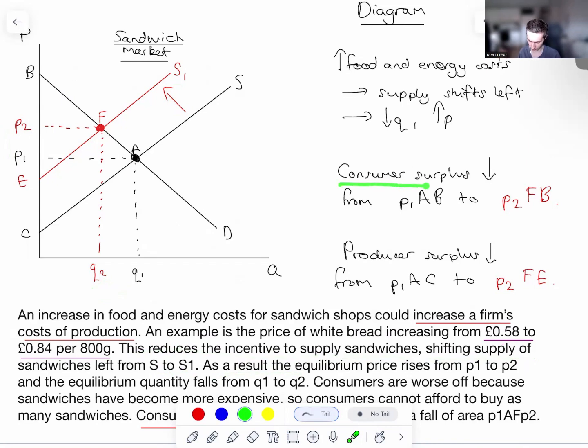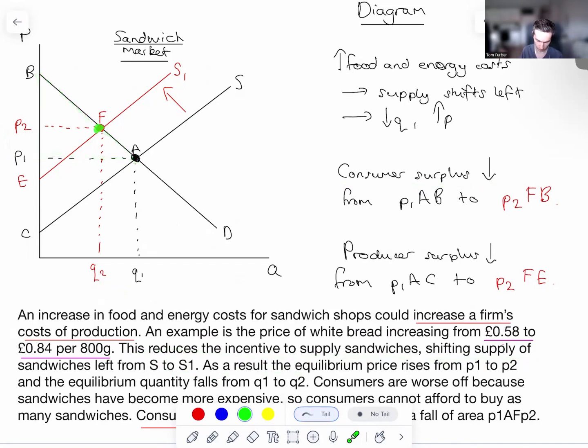So consumer surplus is going to fall. Consumer surplus is the difference between what consumers are willing to pay and what they actually pay. They're willing to pay the price shown on the demand curve, but they actually pay P1 to begin with. So the consumer surplus is this area here.